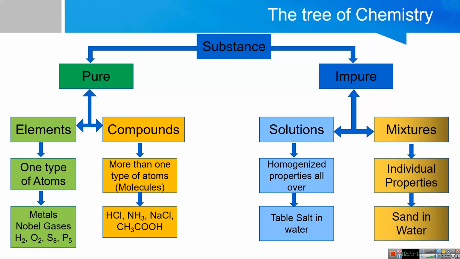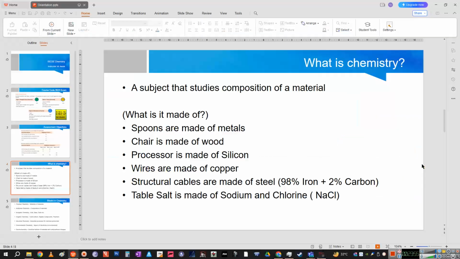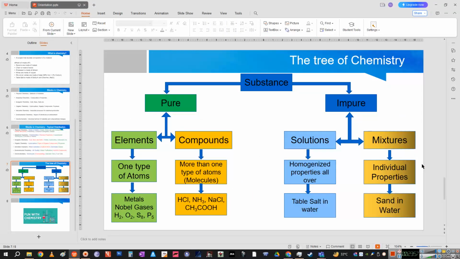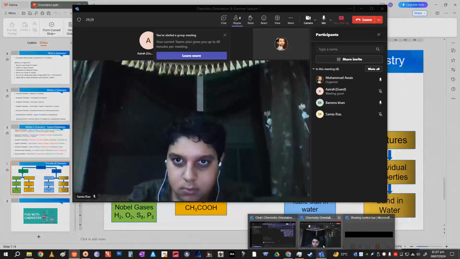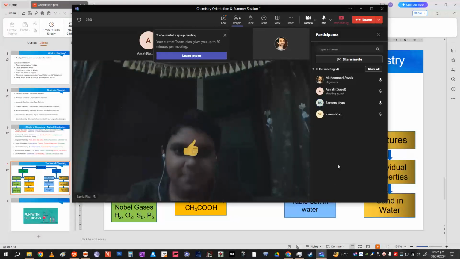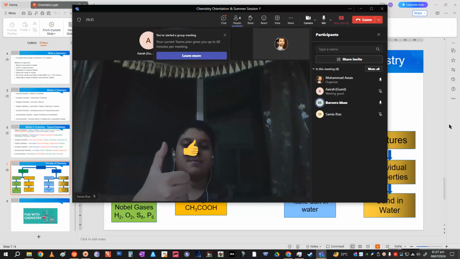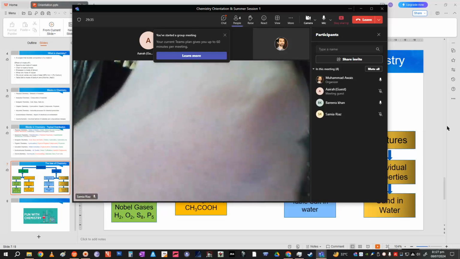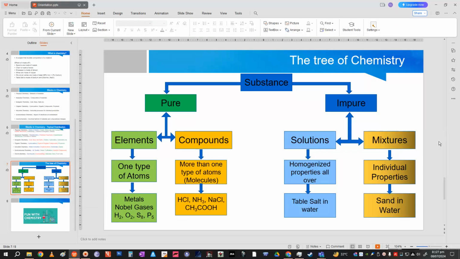Now this is the tree of chemistry. That means this is where you understand how compositional changes from one to the other go about. Any questions so far, girls? Are we clear with this? You have studied some of these topics already in advance. That's why I'm not focused much for now, but I will be getting back to you with the questions. Okay, Abdullah is giving a big thumbs up.